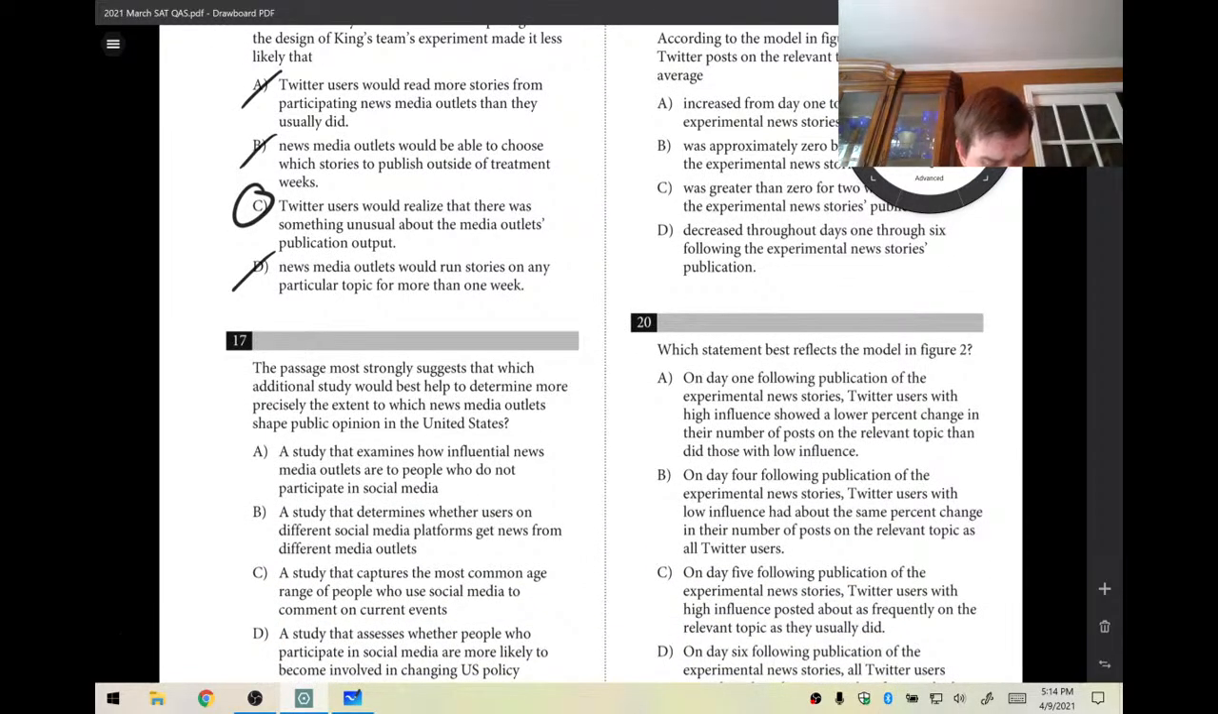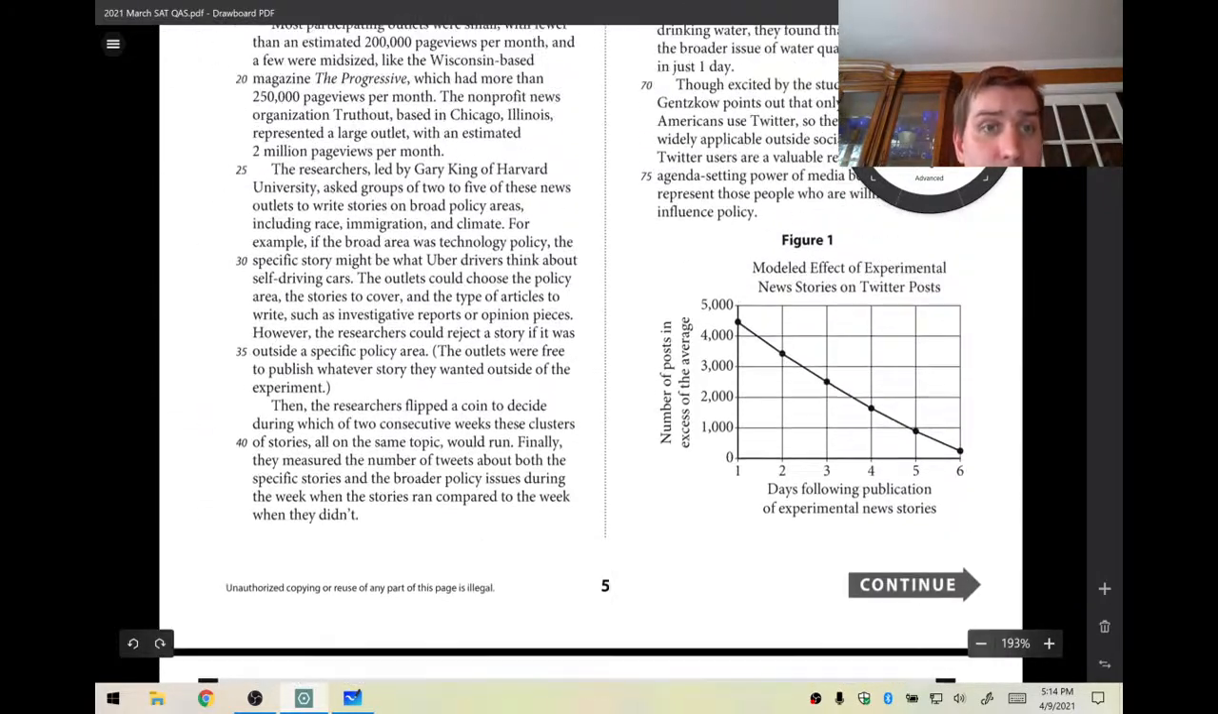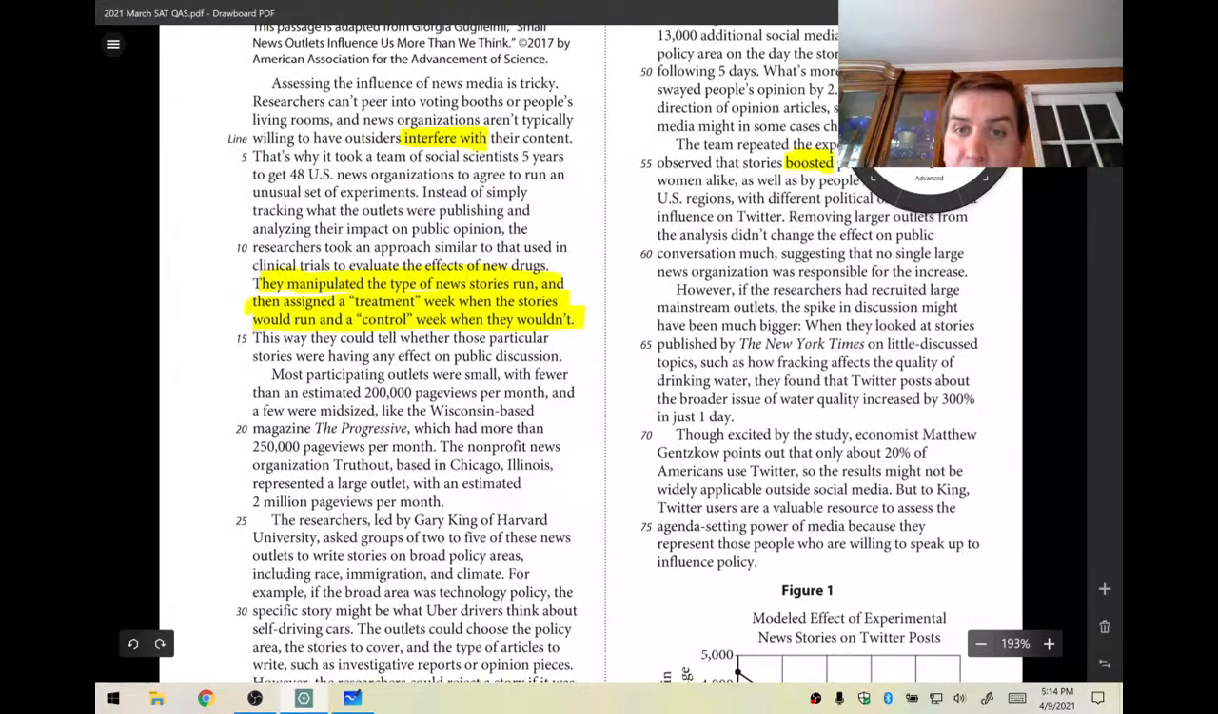17. The passage most strongly suggests that which additional study would best help to determine more precisely the extent to which news media outlets shape public opinion in the United States. So they do mention this in the passage. Towards the end of the passage, the authors say, a study that examines how influential news media outlets are to people who do not participate in social media. That's this part of the passage right here. How about this right here? 20% of Americans use Twitter, so the results might not be widely applicable outside of social media.